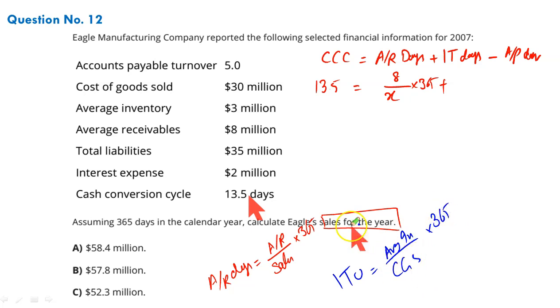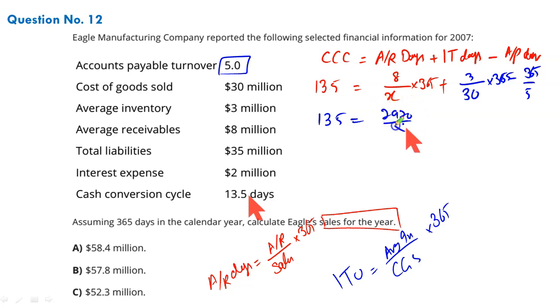Do we have the numbers? Do we have the average inventory? Yes, we do. 3 million. Do we have the CGS? CGS is there, right? 30, yes. And multiplied by 365. Accounts payable days. We have already been given the accounts payable turnover. We can simply divide 365 by this. It's just an equation in X, which you just have to simplify and you get your answer. Simple as that. So 13.5 is equal to 8 times 365, which gives you 2920, upon X.